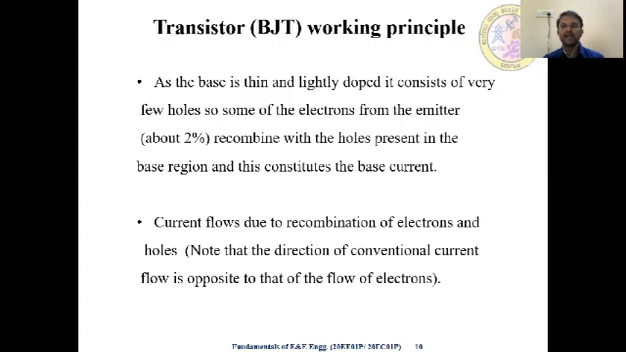Here, note that the direction of conventional current will be opposite to that of the flow of electrons, but usually we will indicate in the circuit the direction of conventional current itself. So what it means is the emitter current will be the sum of the collector current and the base current.